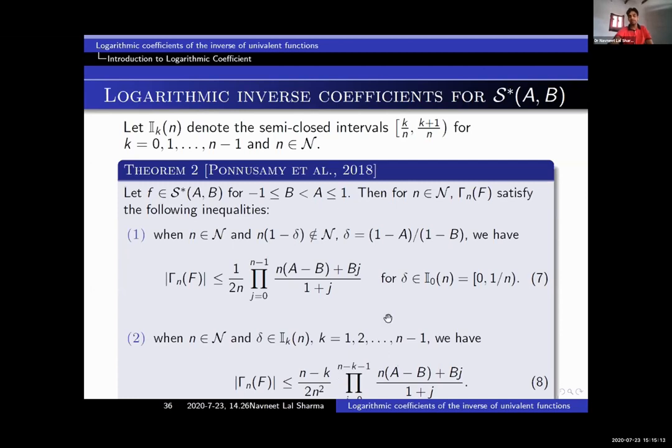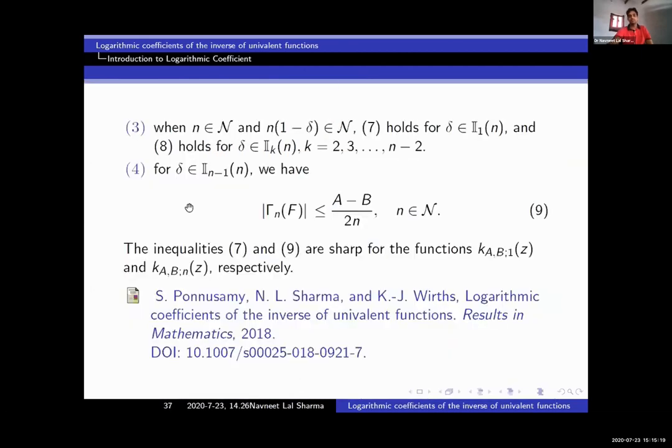And one more interesting thing is that this inequality is sharp, but this inequality is not sharp. And these are the other results. If lambda belongs to this interval, then modulus of gamma n is less than or equal to (a minus b) divided by 2n. And this inequality is sharp for this K_n function, which I defined in the previous slide.